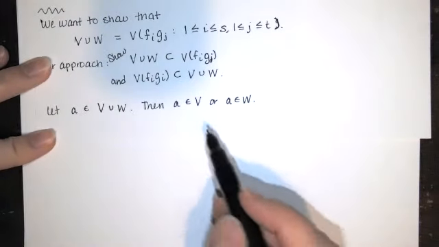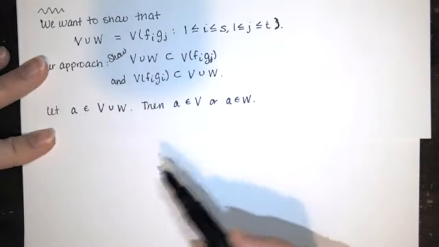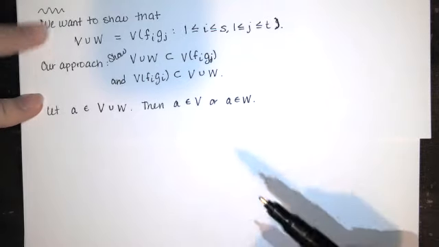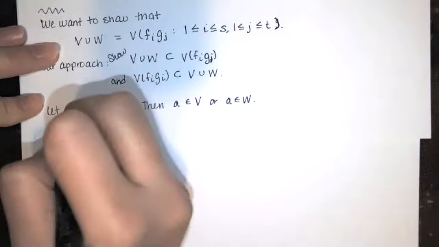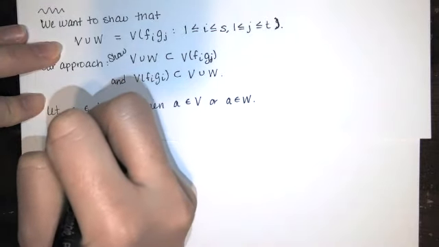So we start with this. And since A can be in V or in W, we can just pick one. So let's just assume that A is in V, just to have one to start with.